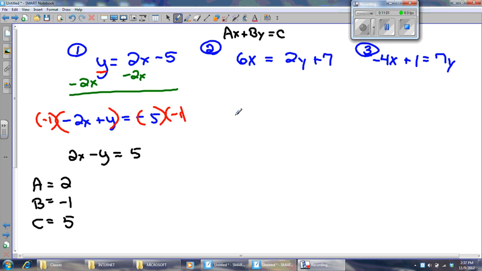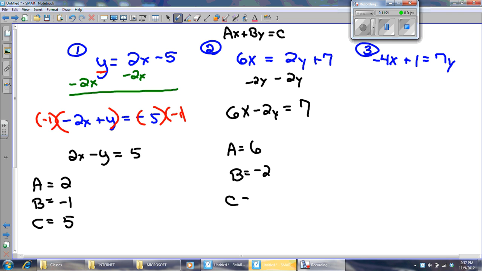Very good. All right, 2 more to do. See if you can do them. Unpause when you're ready to see me. I'm going to subtract 2y from both sides. I'll get 6x minus 2y equals 7. A is going to equal 6. B is going to equal negative 2. And C is going to equal 7.